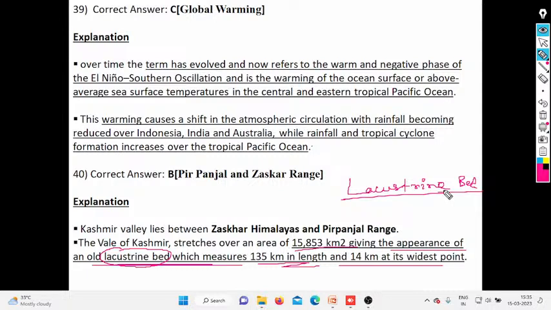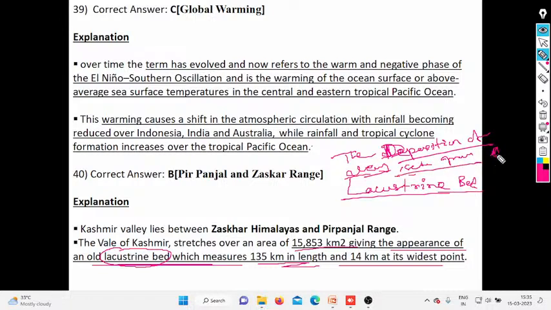Lacustrine bed माने जो देखो, the deposition of clay sediments and gravel, है ना, that are brought by the glaciers. These are highly fertile, and that is why it is famous for its saffron cultivation.